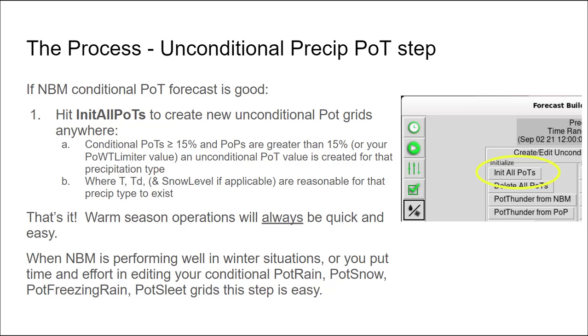It will also only create a POT value when the wet bulb temperature is appropriate for that type. In other words, even if the conditional chance of snow is 100%, it's not going to create a snow forecast where your temperature is 55 degrees. In warm season operations, this step will always be quick and easy, literally just hitting one button. When the NBM is performing well in winter situations, or you did some optional editing to the conditional NBM POT grids in the previous step, this will also be very easy.